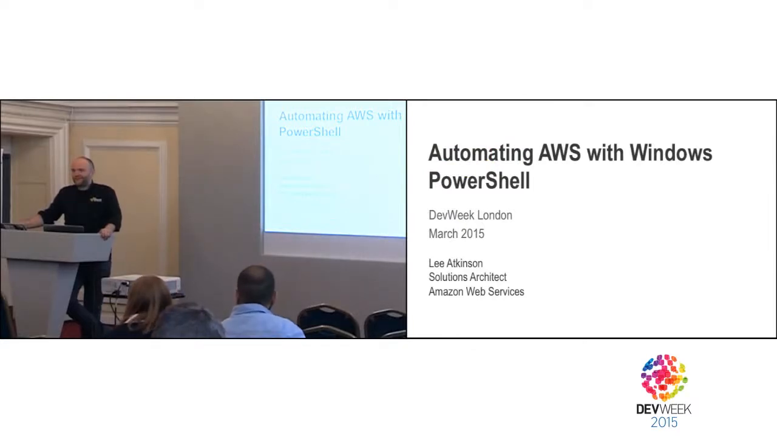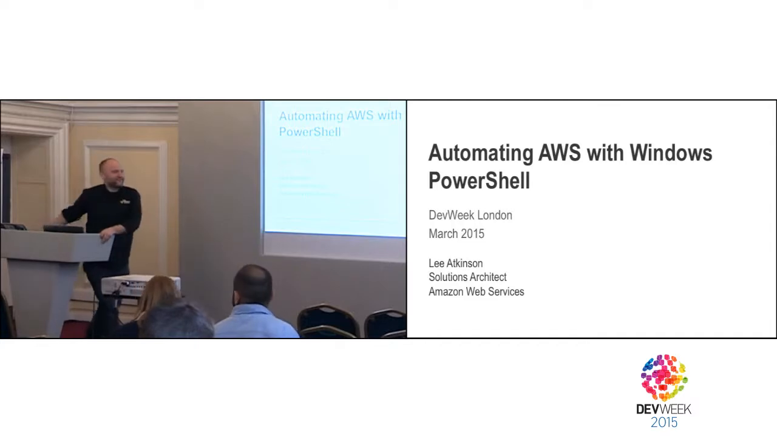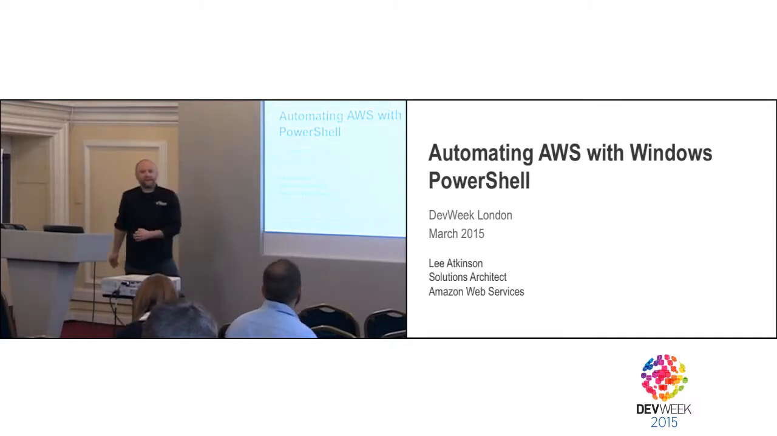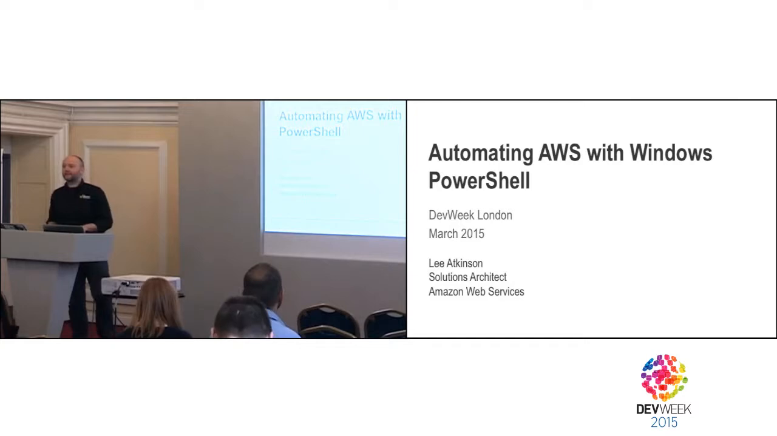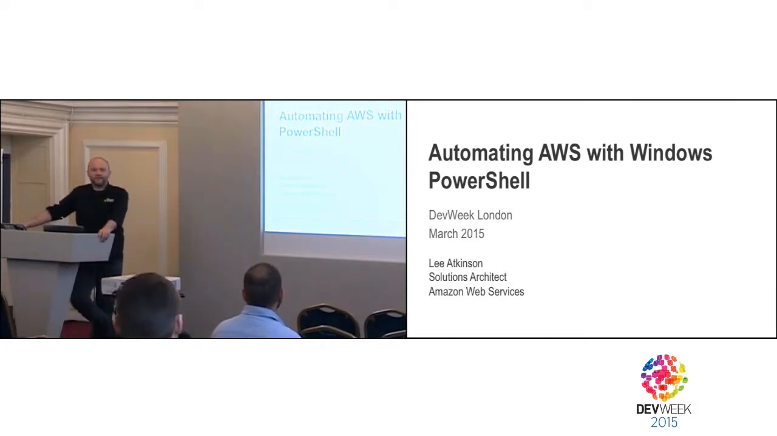So I'll start. It's just turned 20 past. This is automating AWS with Windows PowerShell. My name's Lee Atkinson. I'm a solutions architect for Amazon Web Services here in the UK.